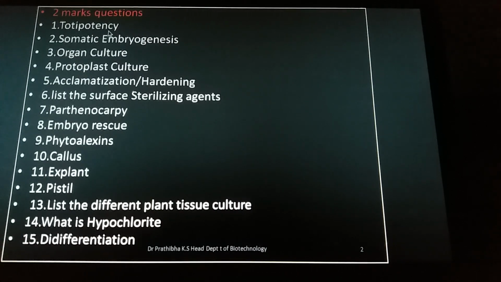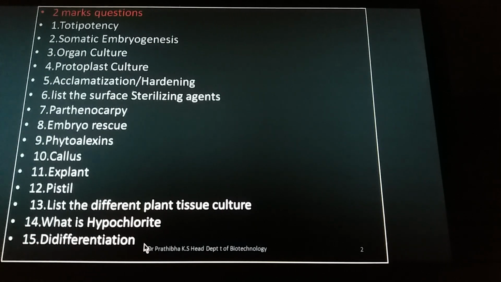First one is totipotency, somatic embryogenesis, organ culture, protoplast culture, acclimatization or hardening. List the surface stabilizing agents, parthenocarpy, embryo rescue, phytoalexins, callus, explant, pistil. List the different plant tissue culture. What is hypochlorite, dedifferentiation? Students, I've taken most of the questions by referring university question papers.